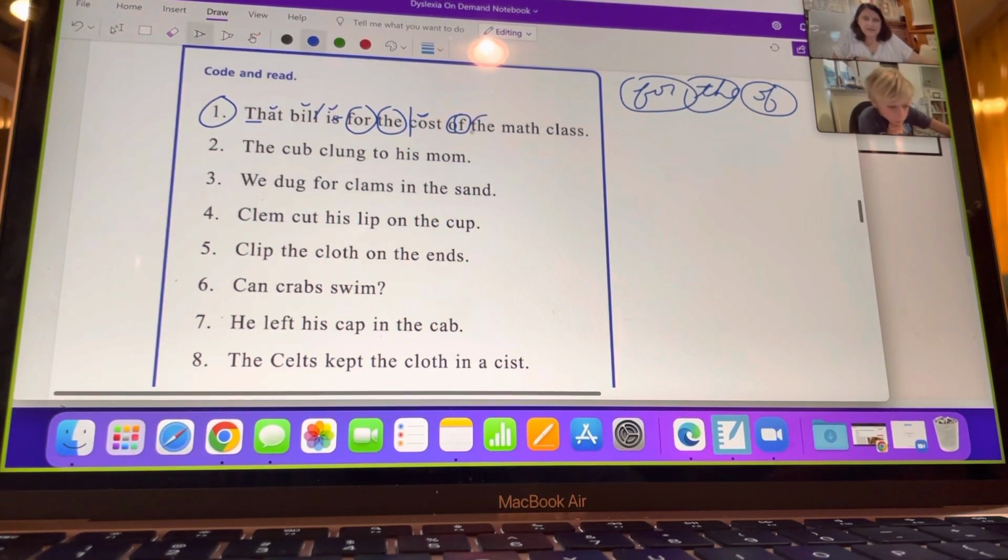Here's a sight word. We'll circle it. Now a vowel in a closed syllable is short. Code it with a breve. I've got a digraph TH. Underline it. Math. And now I've got a vowel in a closed syllable, it's short. Code it with a breve. Two adjacent consonants. Cross one out. Now what do I do with my C? A back kicker. That's right, because it's in front of a consonant. Class. Okay, so my sentence: That bill is for the cost of the math class.